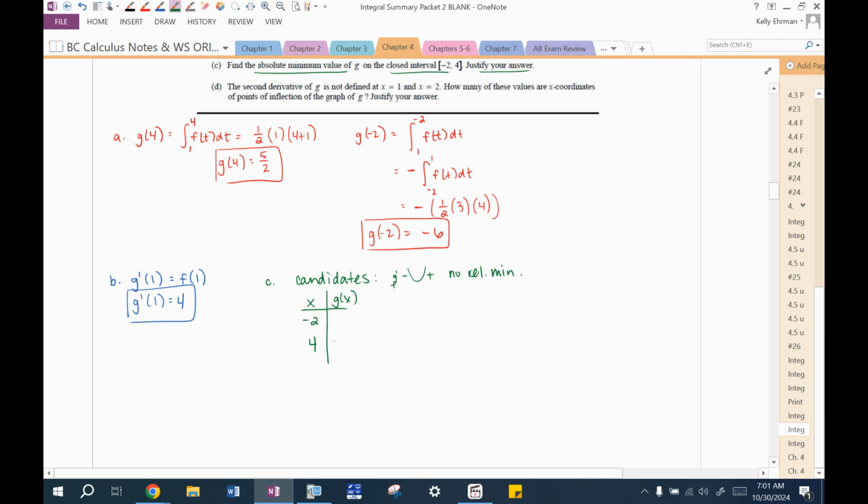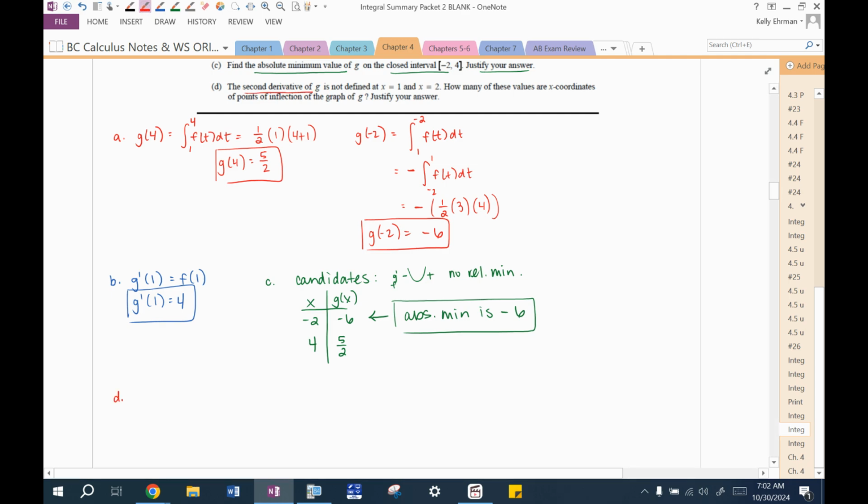That's just for you. Okay, so g of negative 2, we already found these values, right? So we don't have to show the work again. That's negative 6. g of 4 was 5 over 2. So what's the absolute minimum? So right there. So find the minimum value. It's not the x value. The absolute minimum is negative 6. You can say at x equals negative 2 if you want, but you have to say that the minimum is negative 6.